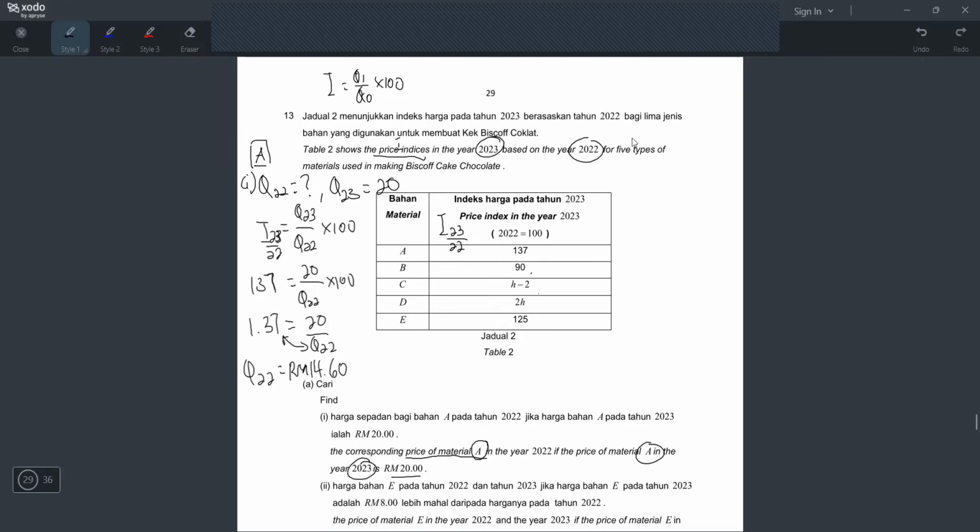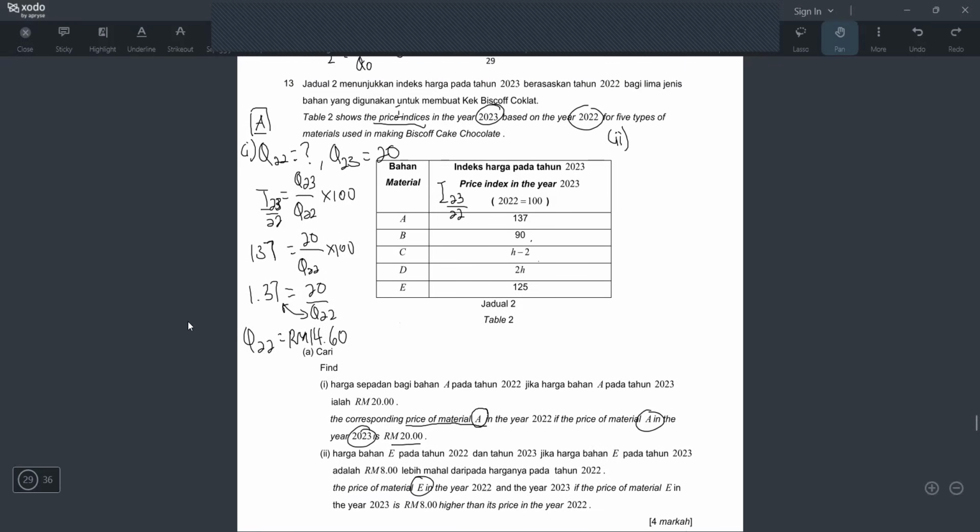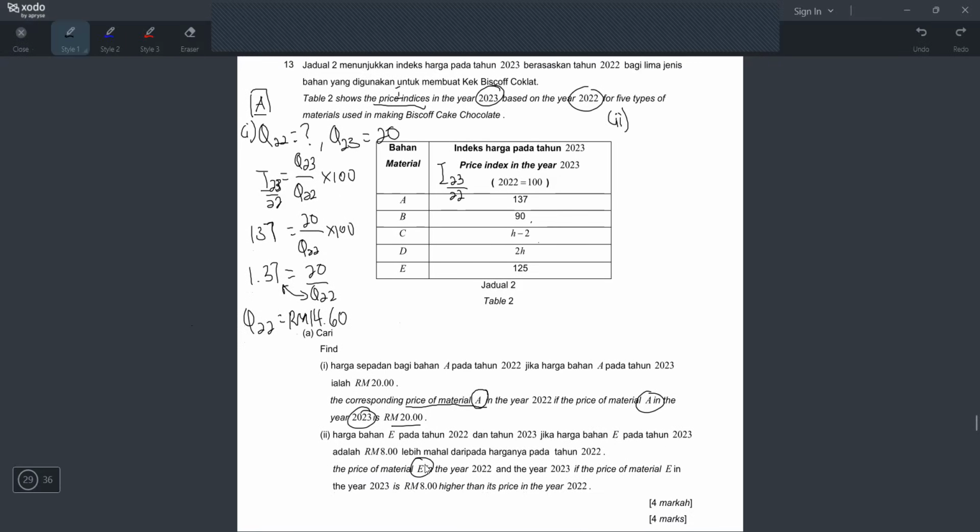Okay, next question. Question number 2. I do it here. Let's read the question. The price of material E. Can you see the keyword? So they mentioned a keyword here. What's the keyword? Price of material E. So later I can only refer to E's I, which is 125. And I repeat one more time, if the question never mentions any keyword A, B, C, D, E, you will take the average, the composite index.